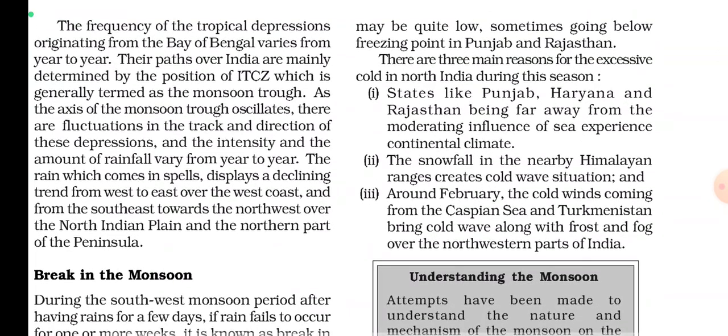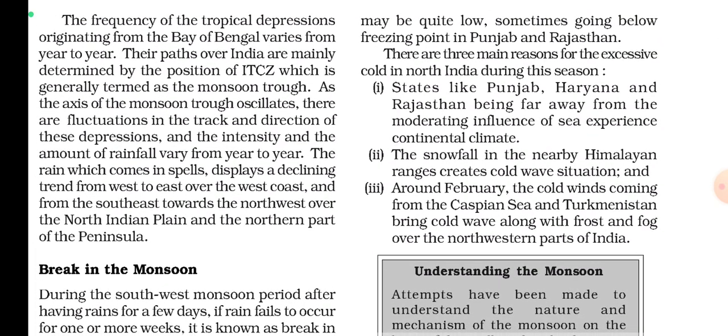Now the frequency of the tropical depressions originating from the Bay of Bengal varies from year to year. Their paths over India are mainly determined by the position of the ITCZ, which is generally termed as the monsoon trough. As the axis of the monsoon trough oscillates, there are inflections in the track and direction of the depressions, and the intensity and the amount of rainfall vary from year to year.